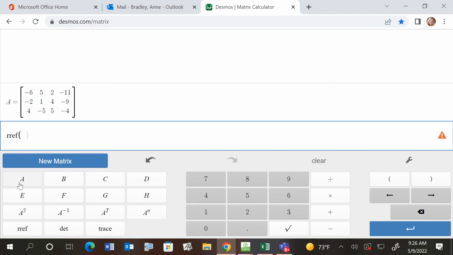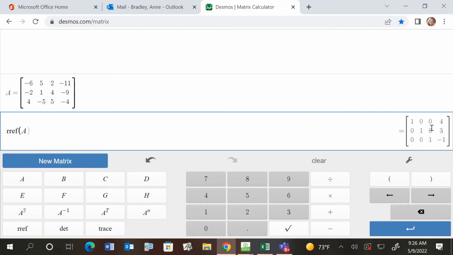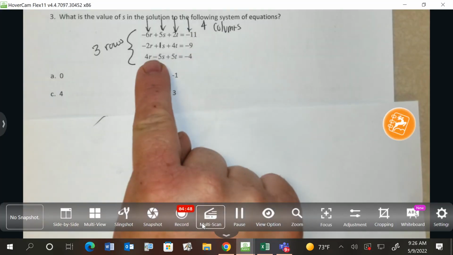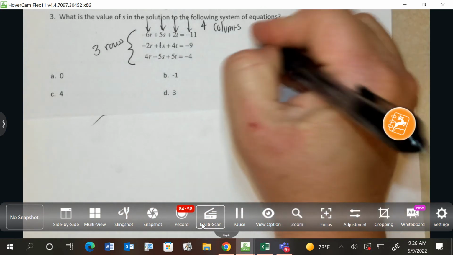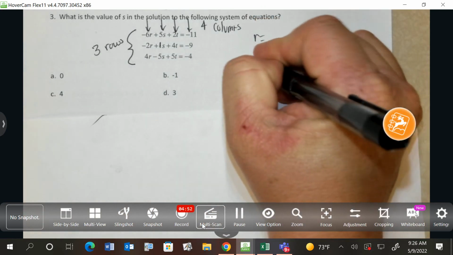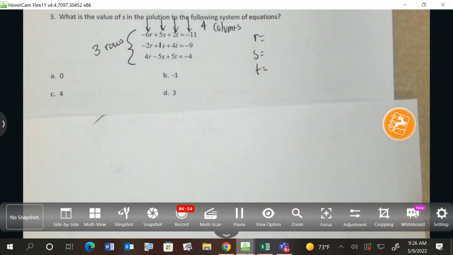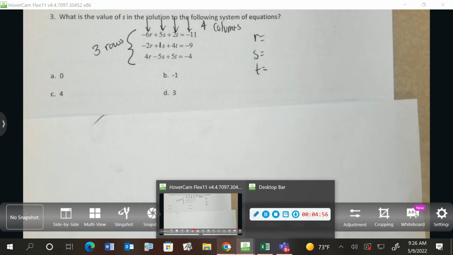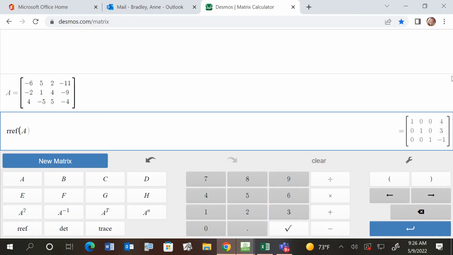This is matrix A. And now I have to make sense of this. I'm like, well, what are these things? Okay, remember, let's look here. R went first, S went second, T went third. So everybody put R, S, T. It's going to give us the answers in that particular order. So my R is first, so R is 4, S is 3, and T is -1.